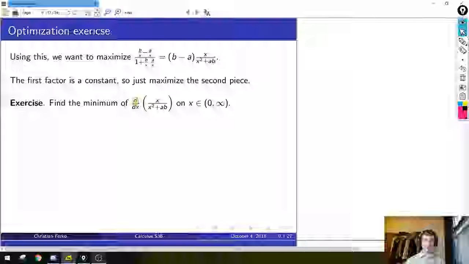Whoa, why did I write that? Find the minimum of the derivative. Now, ignore what I said. Find the minimum of this. But as we know, to find the minimum, one of the steps involves taking the derivative and finding critical points.